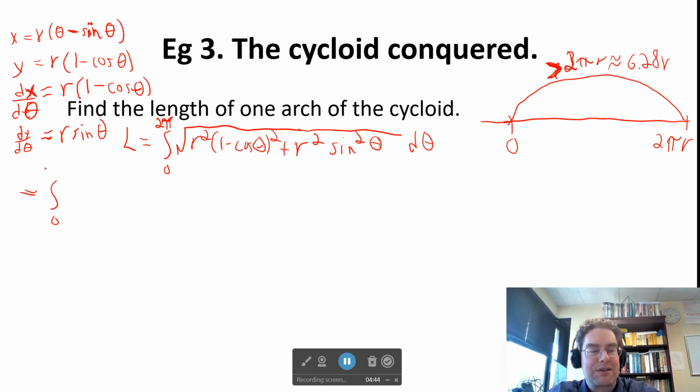All right, well, we've got the common factor of r, so let's go ahead and pull that out. It's positive, so its square root will just be itself. And in fact, we could go ahead and pull it all the way out of the integral. That's supposed to be a square root. Okay, so with the r's gone, let's see what's left. If we FOIL out 1 minus cosine theta, we'll have 1 minus 2 cosine theta plus cosine squared theta.